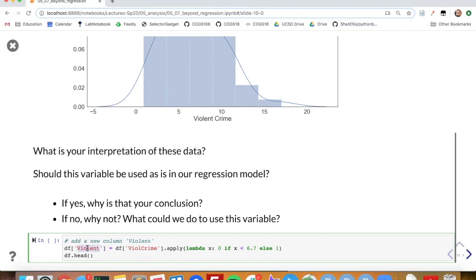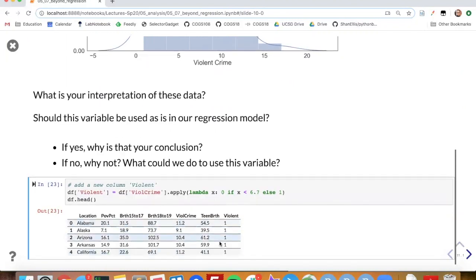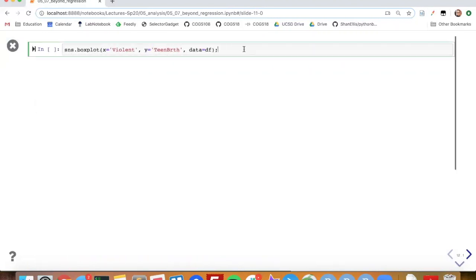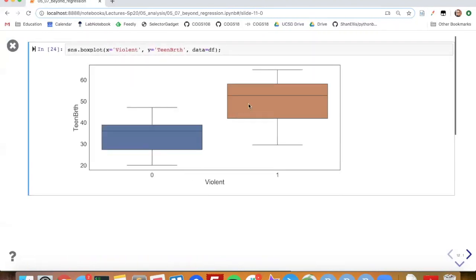So I'm creating a new column here, applying and then just using a lambda function to do so, a new column that is 0s and 1s. So we have this new column where it's 1 if it's a higher crime and 0 if it's lower crime. If we look at the distribution here, now we have a categorical variable.